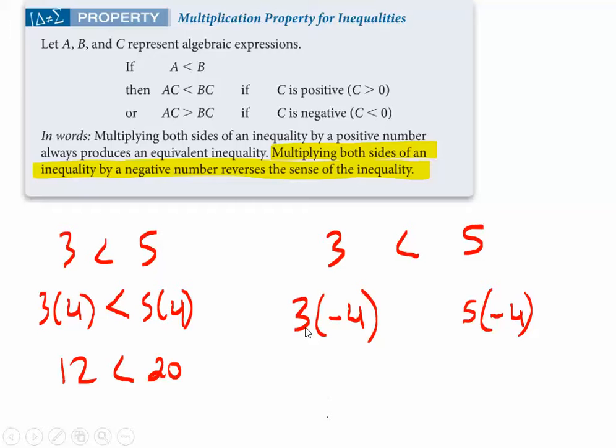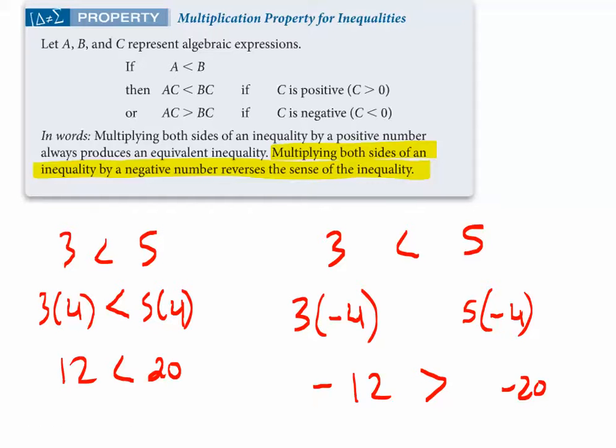Oh, I got a little problem here because that's going to become a negative 12. That's going to become a negative 20 this time. And here's my little situation. Negative 12 now is greater than negative 20. So in English it says multiplying both sides of an inequality by a negative number reverses the sense of the inequality. So we have to reverse this sign if we divide or multiply through by a negative. Okay, everybody good there? Again, quick review of Math 61 still.